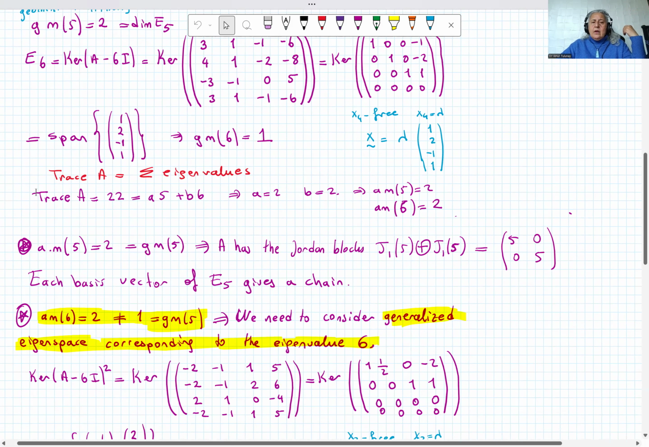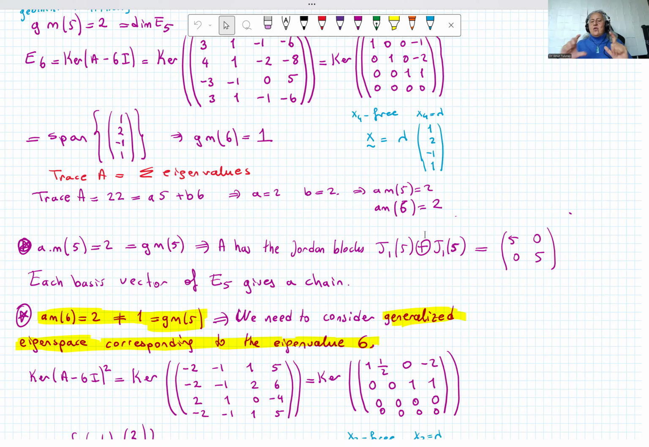Okay. Now, since the algebraic multiplicity and the geometric multiplicity are both 2 for the lambda equal to 5 case, it is diagonalizable in the small block corresponding to 5. It is not the whole thing, but corresponding to eigenvalue lambda equal to 5, this is a diagonalizable form. So what I mean by that, the Jordan form here will be 5, 5. There will be no 1 because algebraic multiplicity is equal to geometric multiplicity.